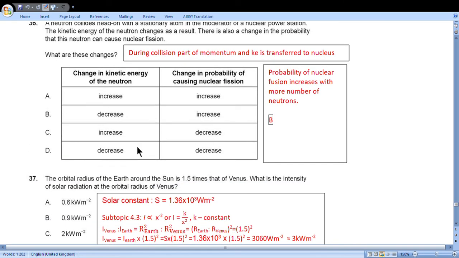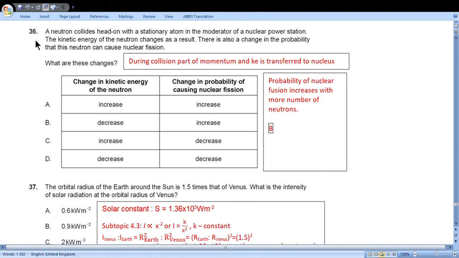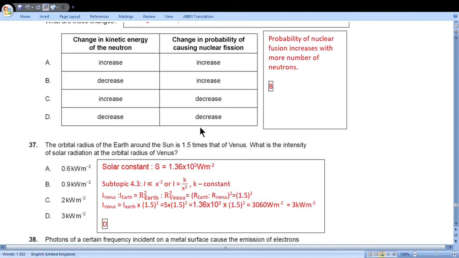36. A neutron collides head-on with a stationary atom in the moderator of a nuclear power station. The kinetic energy of the neutron changes as a result. There is also a change in the probability that this neutron can cause nuclear fission. What are these changes? During the collision, part of the momentum and kinetic energy is transferred to the nucleus. The probability of nuclear fission increases with slower neutrons. So we choose answer B: decrease in kinetic energy of the neutron and the probability is increased.